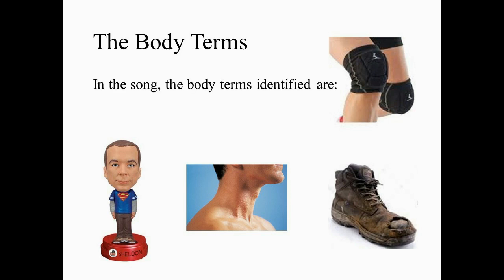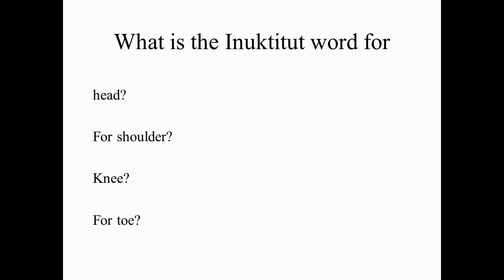In the song, the body terms identified are head, shoulder, knee, toe. What is the Inuktitut word for head? Yes. Neakok. How about for shoulder? Tui. Exactly. What is the Inuktitut word for knee? Yes. Sikok. How about for the toe? Putuk. Awesome.